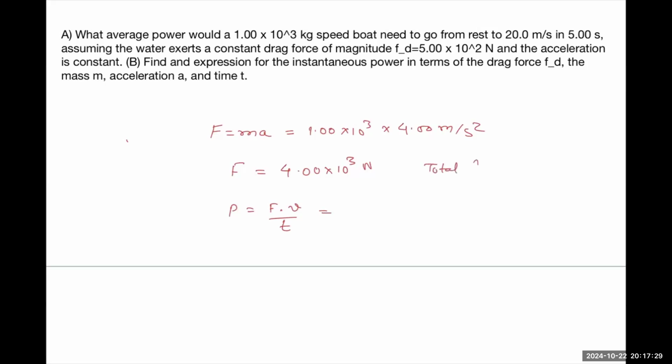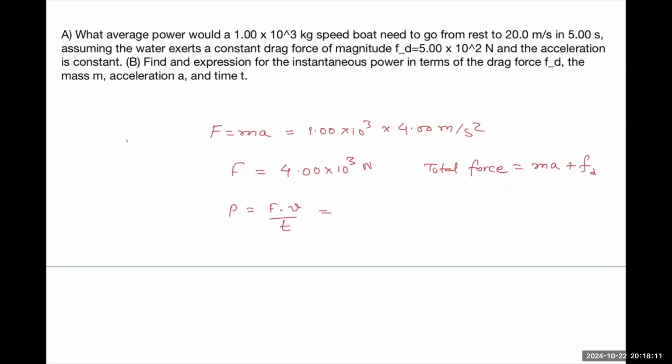It's equal to the force plus the drag force from the water, which is 5.00 times 10 to the 2 Newton. So total force is force plus drag force. That's what you did. So total force equals mass times acceleration plus the drag force from water, 5.00 times 10 to the 2 Newton.